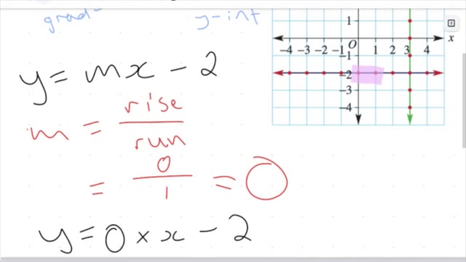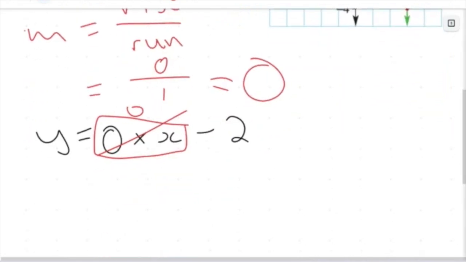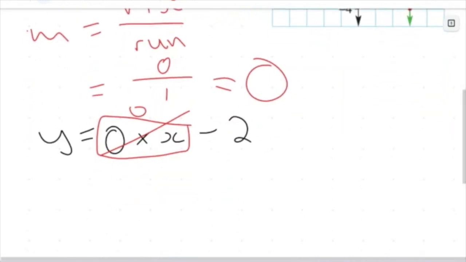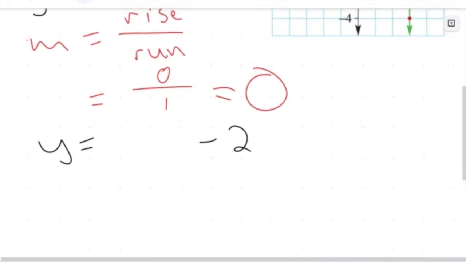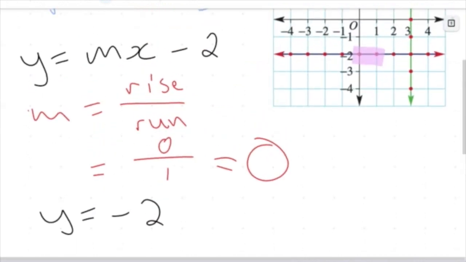But what happens here? In my 0 times x, that is going to kill off to 0. So I can say that my y equals -2. That is my equation of the line.